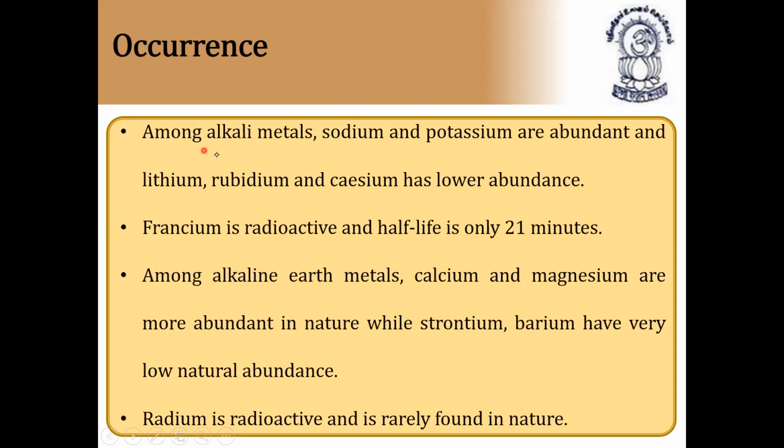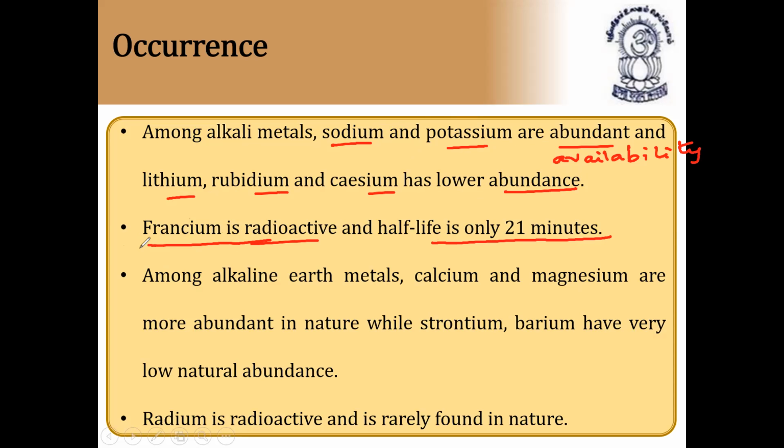Next, among alkali metals, what are the alkali metals we have? Lithium, sodium, potassium. Sodium and potassium are abundant, and lithium, rubidium, and cesium have lower abundance. Abundance means availability. So among all the alkali metals, sodium and potassium are present in more concentration when compared to lithium, rubidium, and cesium. Francium is radioactive and its half-life is only 21 minutes. It is also considered an alkali metal.